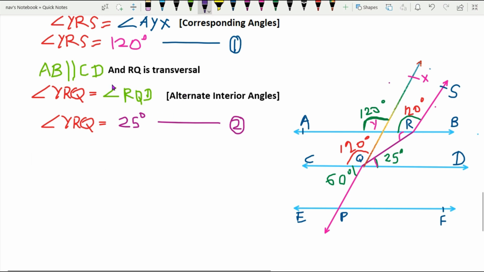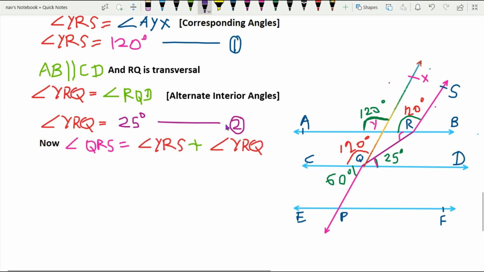So angle RQD, where is angle RQD? This. Angle RQD is already given as 25 degrees in the question. So in place of angle RQD, we will replace 25 degrees. So angle YRQ equals angle RQD, which is 25 degrees because it is given in the question. So let us denote it as equation 2.